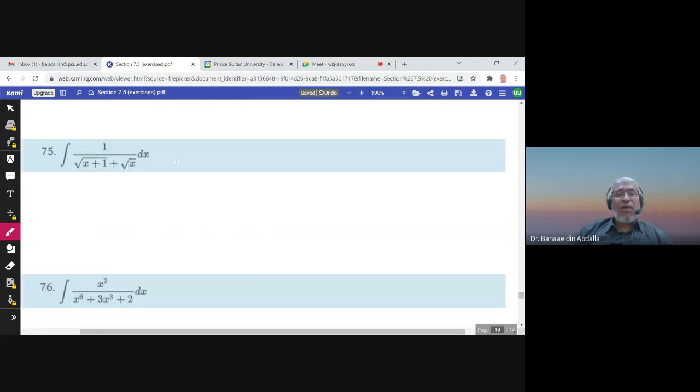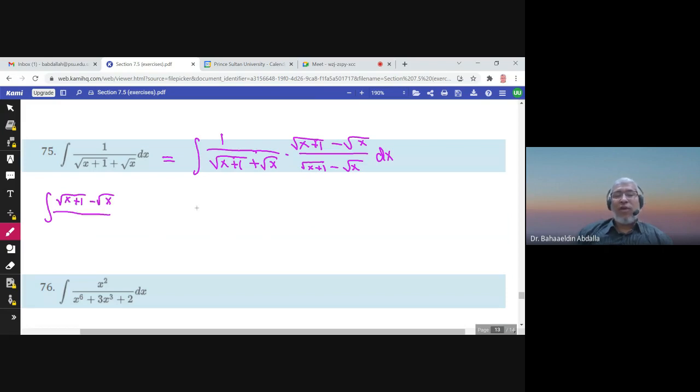Well, here, if you think of this problem, there is no way to deal with it. But if I just multiply by the conjugate, because you have two roots, then I will have square root of x plus 1 minus square root of x over. Here, if I multiply these two, I have x plus 1 minus x. And x plus 1 minus x is just 1.